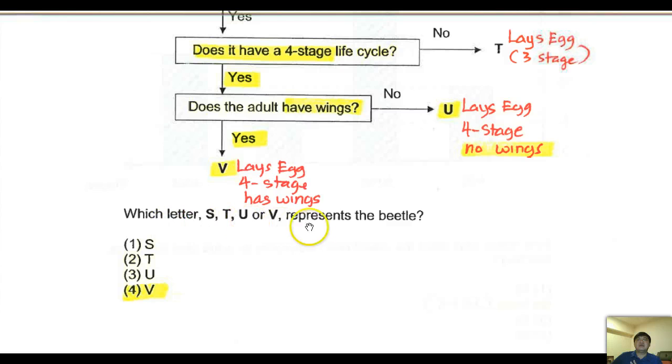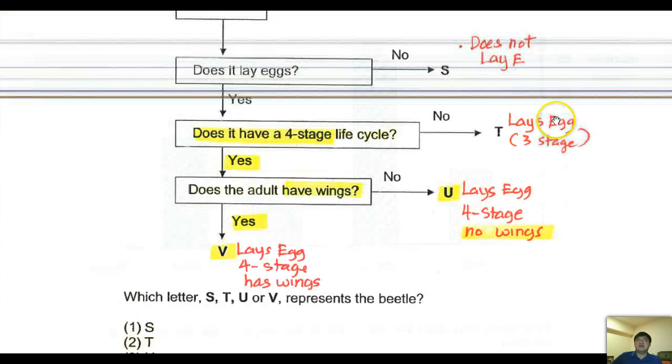Now, which letter represents a beta? So beta, you must know, lays eggs, has 4 stages, and has wings, right? Obviously it's 4, and you double check here. Yes, lays eggs, 4 stages. No, a beta has no wings, so it cannot be, right? So it should be this one over here. The rest are not right because they say it does not lay egg and has no 4-stage life cycle.